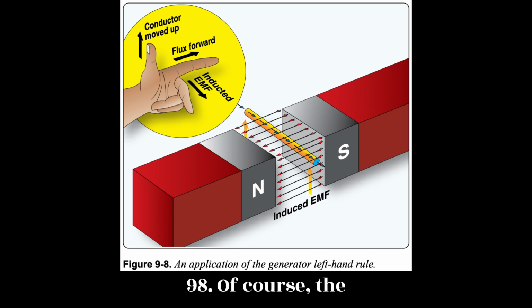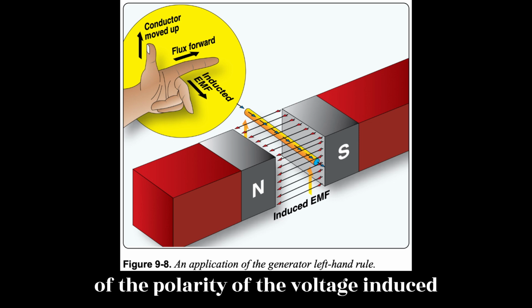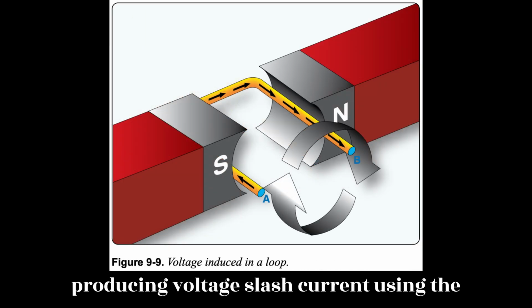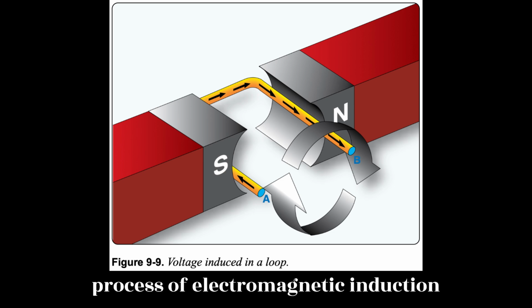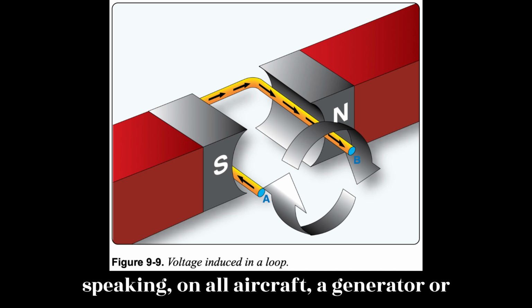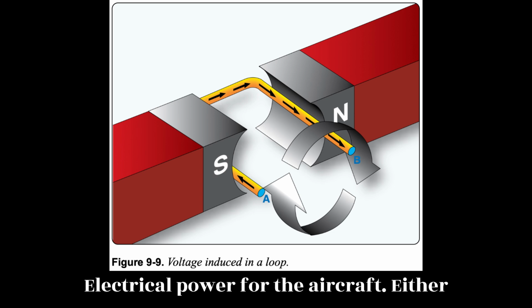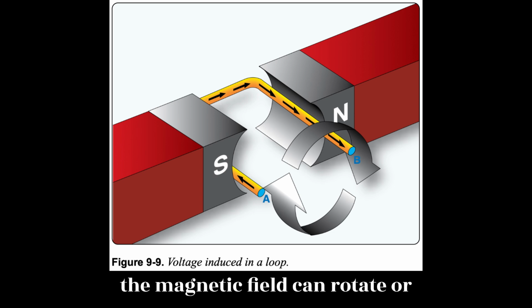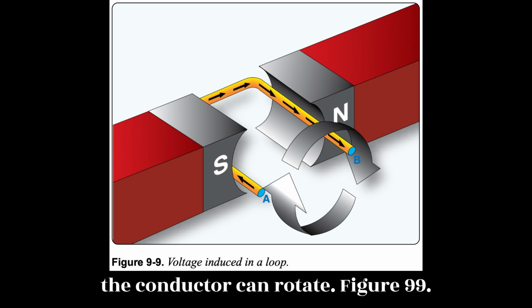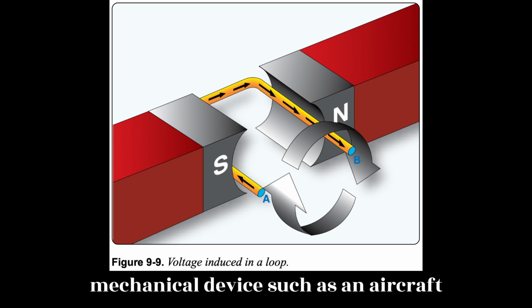Figure 9.8. Of course, the direction of current flow is a function of the polarity of the voltage induced into the conductor. In practice, producing voltage/current using the process of electromagnetic induction requires a rotating machine. Generally speaking, on all aircraft, a generator or alternator employs the principles of electromagnetic induction to create electrical power for the aircraft. Either the magnetic field can rotate or the conductor can rotate. Figure 9.9. The rotating component is driven by a mechanical device, such as an aircraft engine.